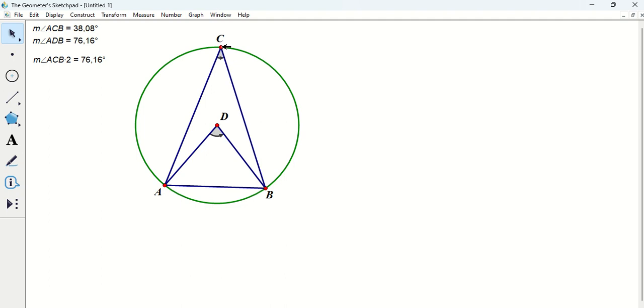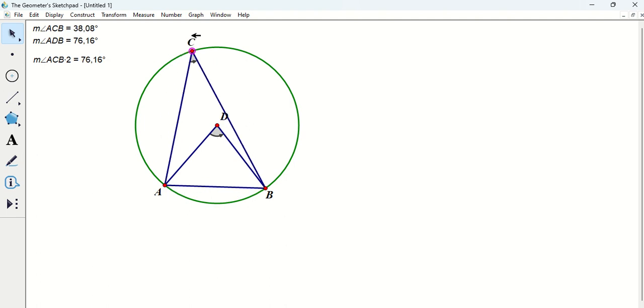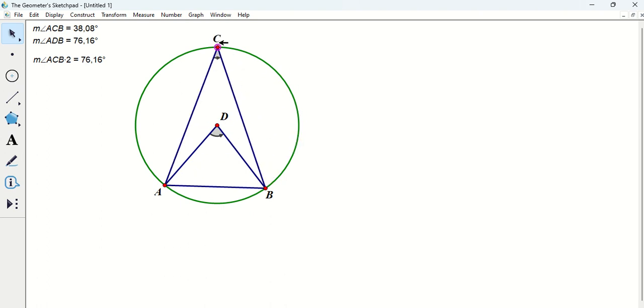And it doesn't matter how I put the point, as long as I've put it above the chord AB. But if I go below, now the situation is different. So now I want to see what is the relationship here. If I put it like this, still twice. If I put it like this, still twice.